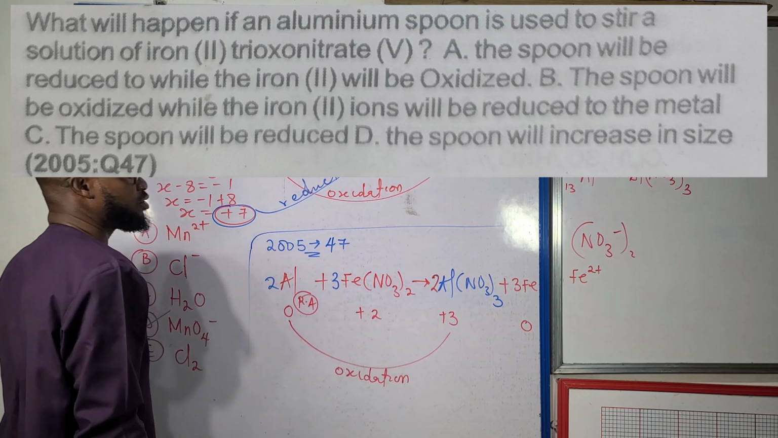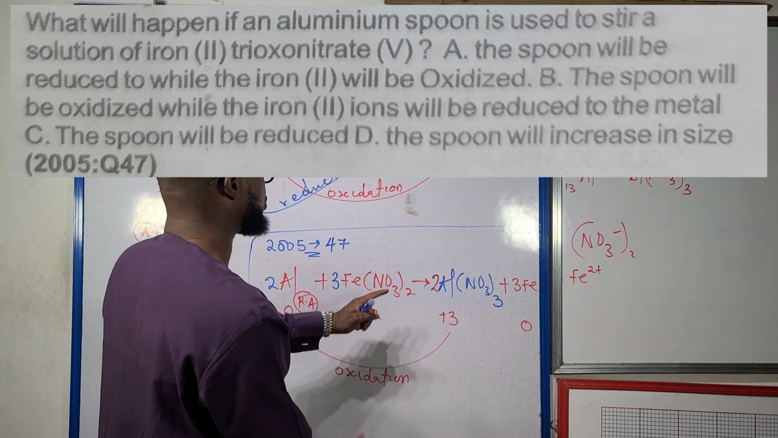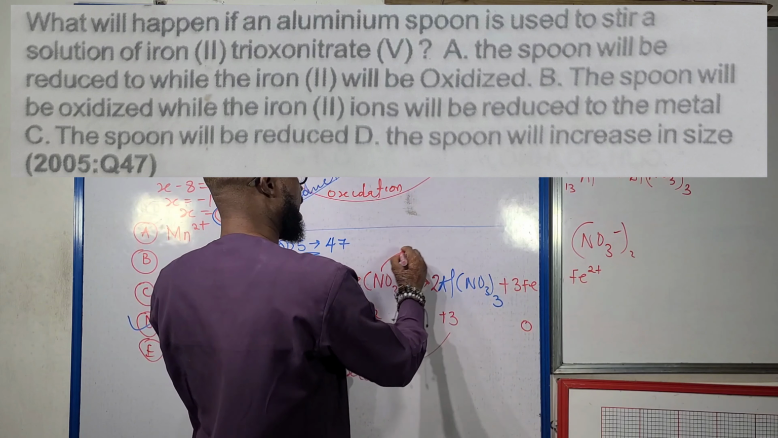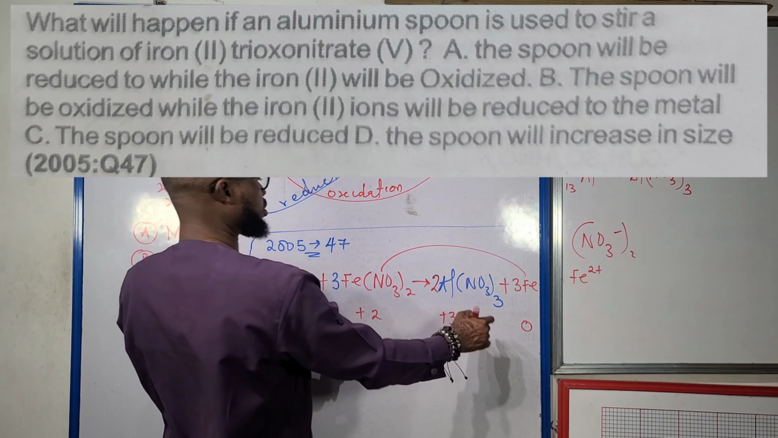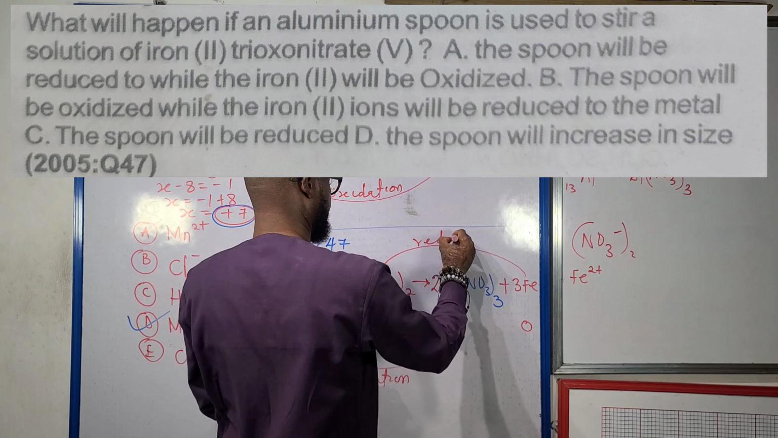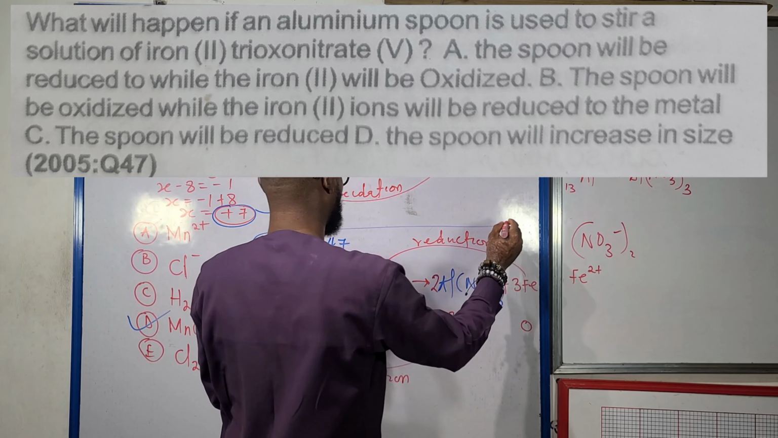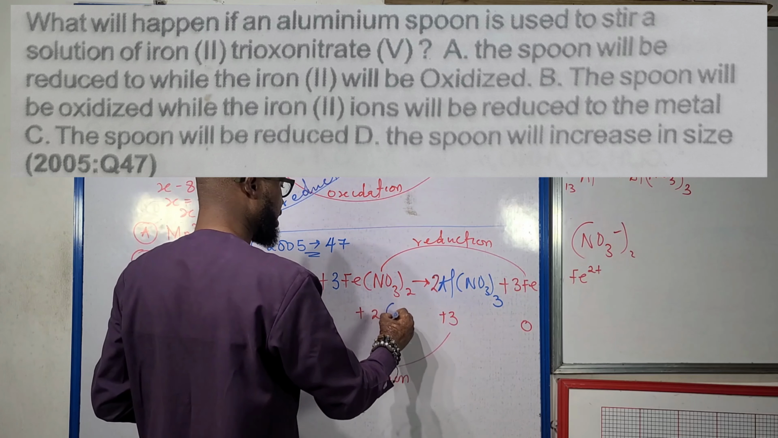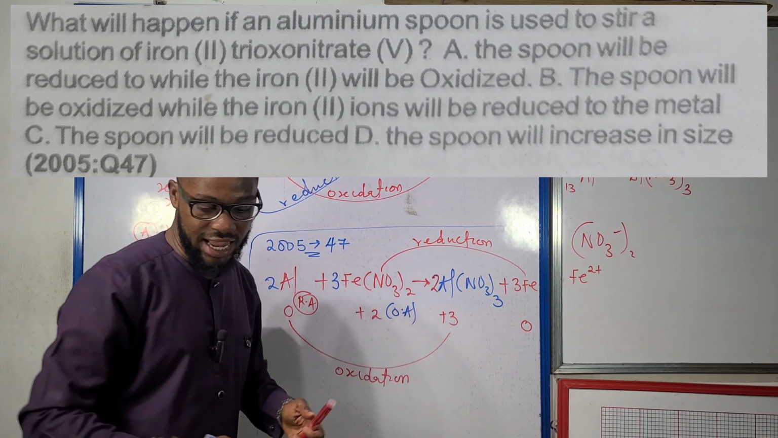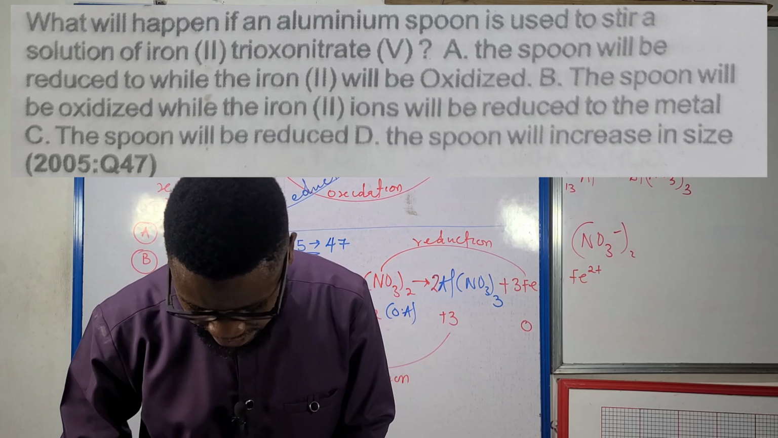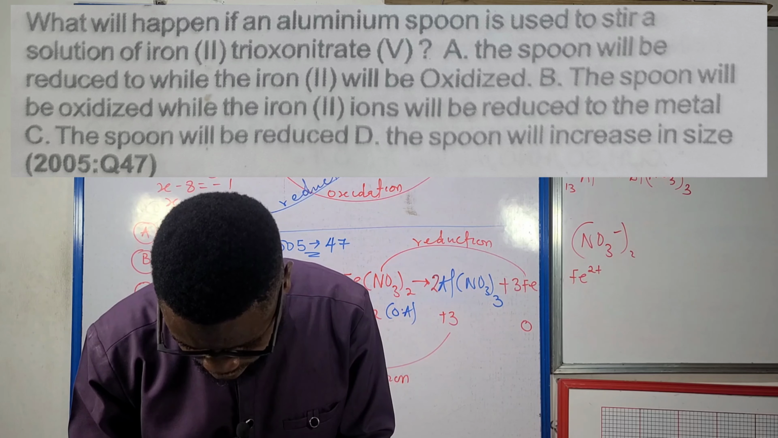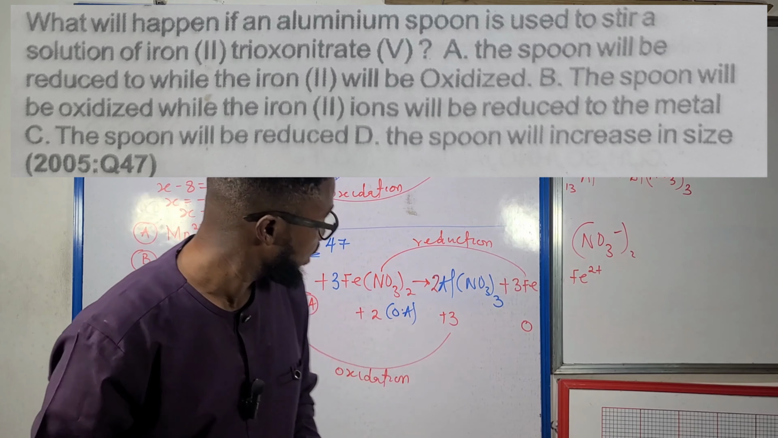Now talking about iron(II) nitrate here, iron from plus 2 to 0, this is going to be a decrease in oxidation number, that is reduction. What will undergo reduction? That is going to be my oxidizing agent. So looking at the options, as you can see on your screen, they said the spoon will be reduced while the iron 2 will be oxidized.